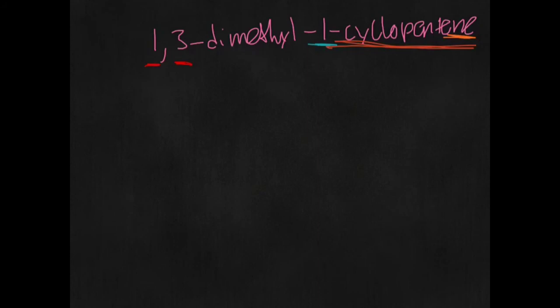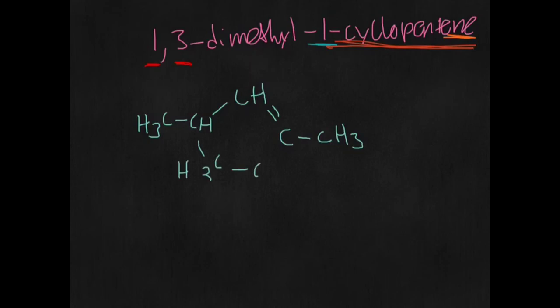So if we were to draw this out, it would look something like this. CH3, and then a double bond, CH, HC, C3H, cross CH, and then 2, and goes up.